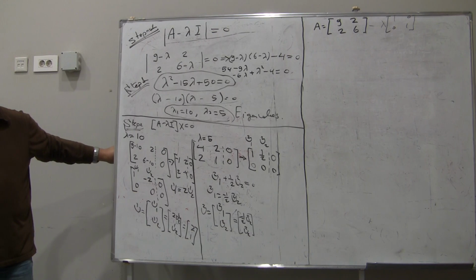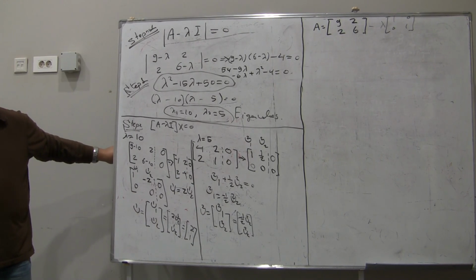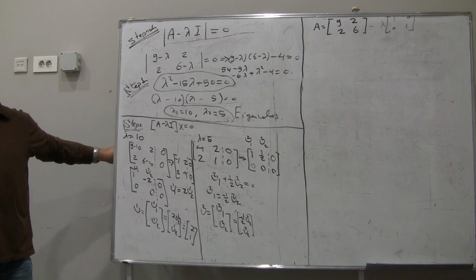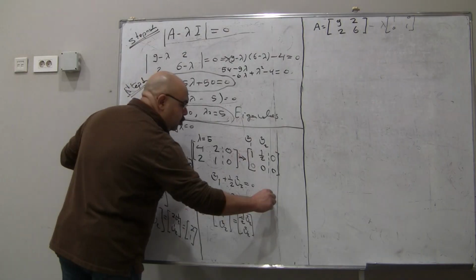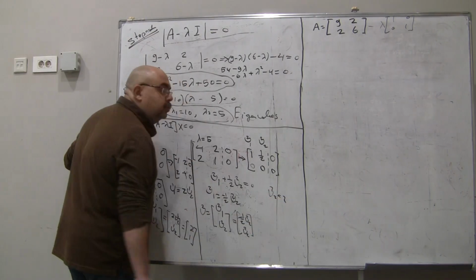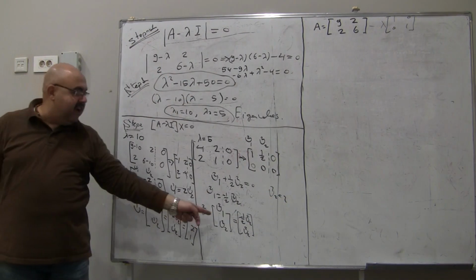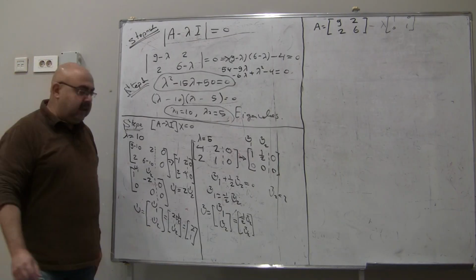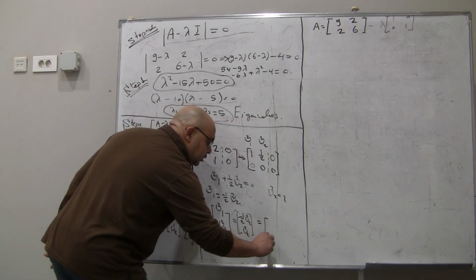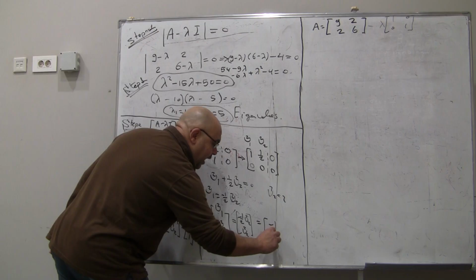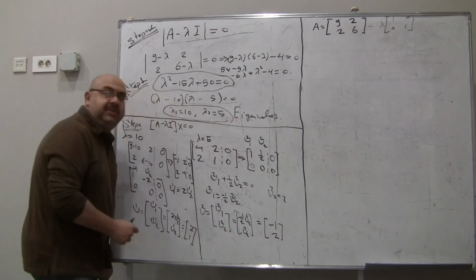Choose any number. It's an infinite number of solutions. No, I will use 2, because of the half. You are free to use any number that you like. I will consider u2 sub 2 is equal to 2. Why? To get rid of the half. So the result will be negative 1 and 2. This is the result.